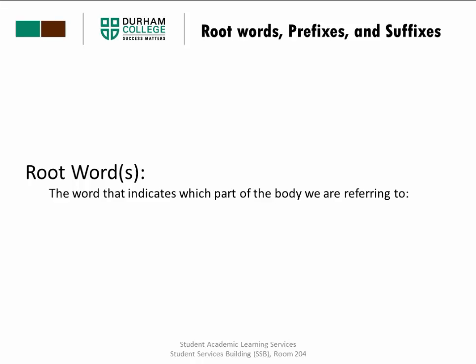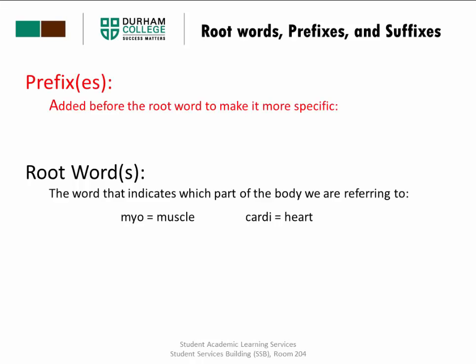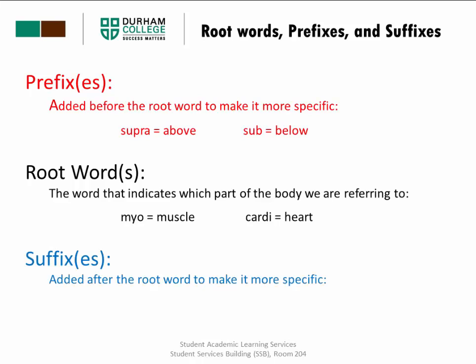Root words are the words that indicate which part of the body we are referring to. Some examples include myo, muscle, or cardi for heart. Prefixes are added before the root word to make it more specific. Some examples include supra, above, and sub, below. Suffixes are added to the root word in order to make it more specific. Some endings include ius, which means related to, or an r, which means relative to.